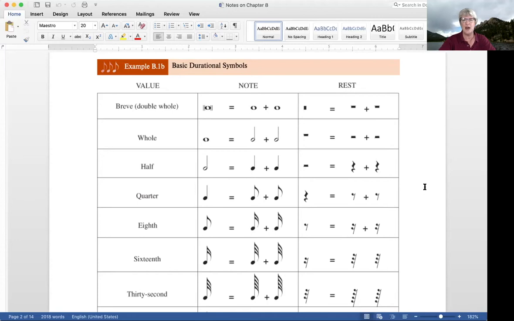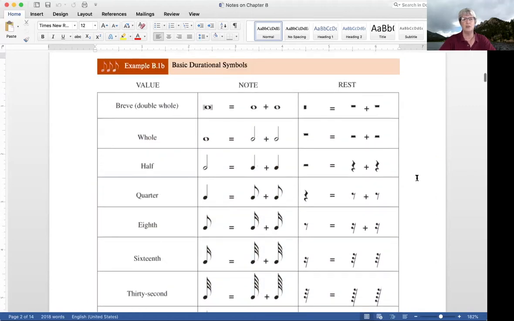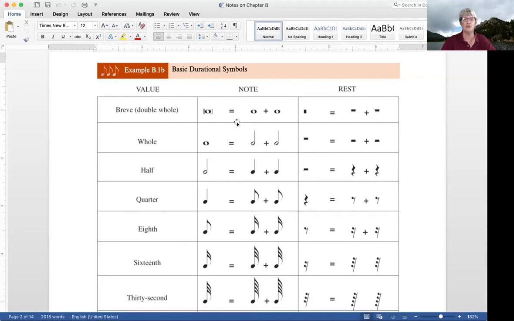Two or three that are maybe not familiar to you would be the very first one, which shows a long duration that's equal to 2 whole notes. This is called a breve, and it is a double whole note. The breve symbol often looks like a whole note with either one line on each side or a pair of lines on each side. Sometimes the middle figure, instead of being a whole note, is kind of a square whole note. But that is equal to 8 quarter notes, or a whole note plus a whole note.